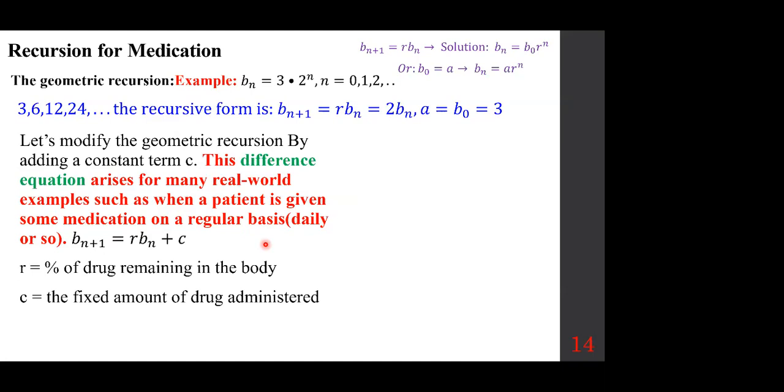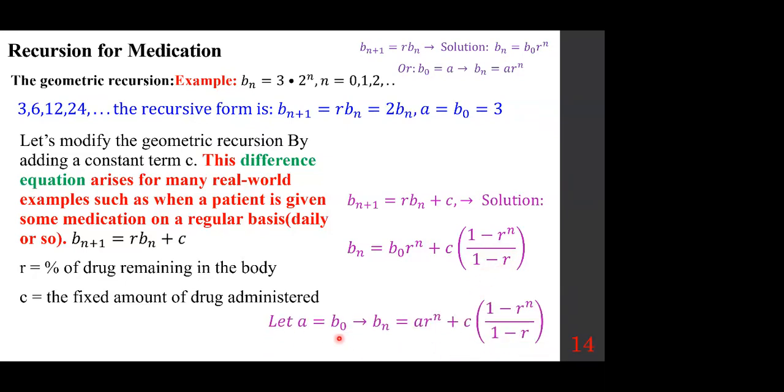It can be shown that the solution to this is b sub 0 or a, times r to the power of n, plus c times 1 minus r to the power of n over 1 minus r. And so in general, a or b sub 0 are the same. The solution is this, and I have this at the end of the PowerPoint. You can look at it. It's also in your text. You're not responsible for it.